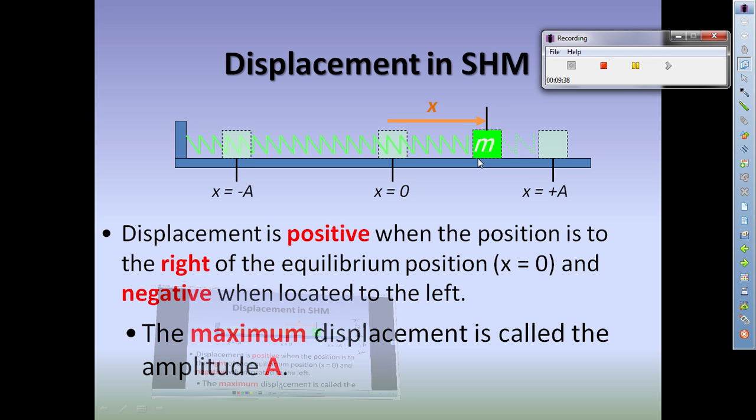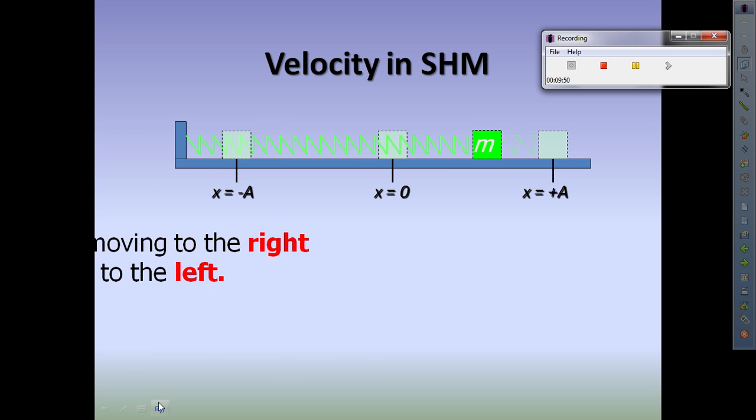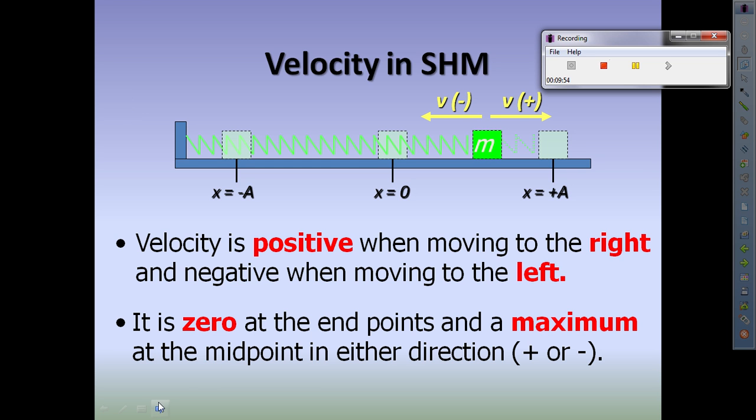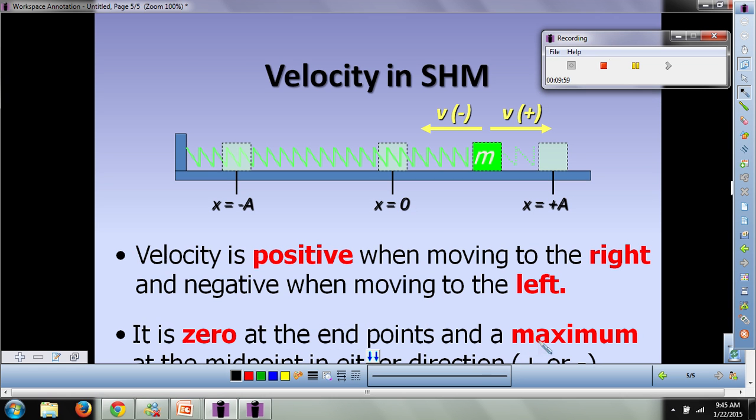Okay, so anything to the right, positive, anything to the left is negative. When I've taken it as far as possible to the right or as far as possible to the left, those are the amplitude points. That's our maximum amplitude. Okay, my velocity, positive when it's to the right, negative when it's to the left. It is 0 at the endpoints and the maximum occurs in the middle. This is huge.